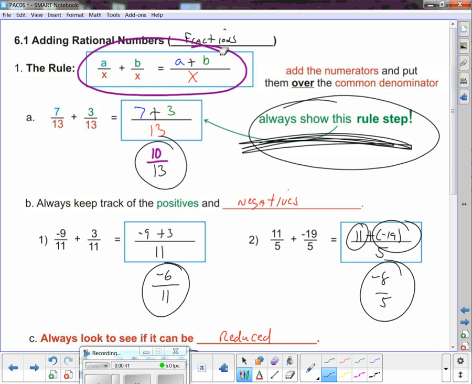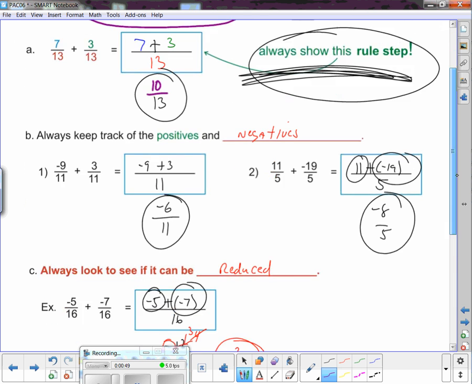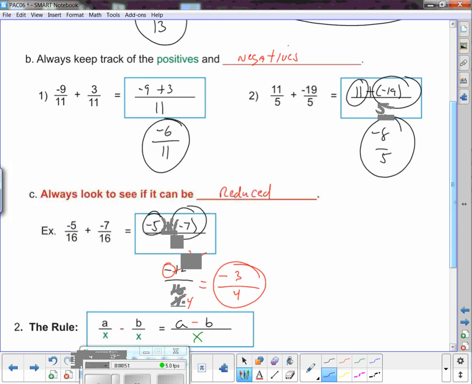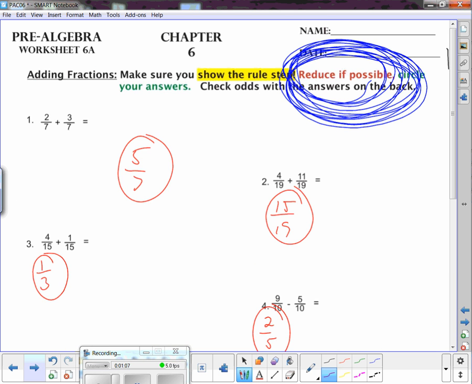And again, what it tells you is add the numerators and put it over the common denominator. When you already have a common denominator, it's pretty simple. Just be careful with your positives and negatives. Show that rule step and you should be fine. It should allow you to keep track of your positives and negatives and not make a mistake. It'll also help you to remember, hey, this is the way we add or subtract fractions. So that was the first day.